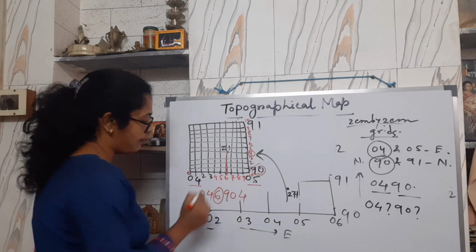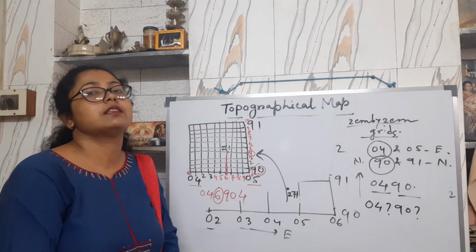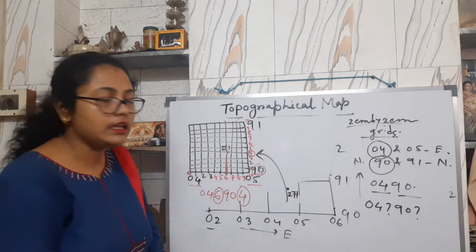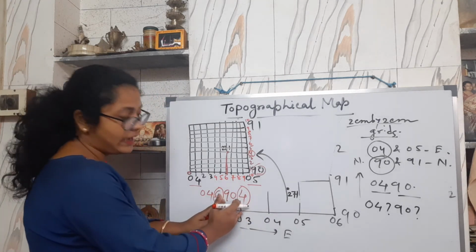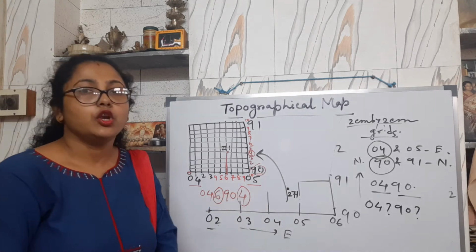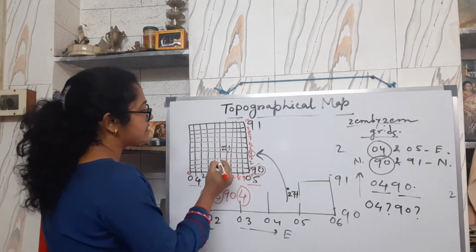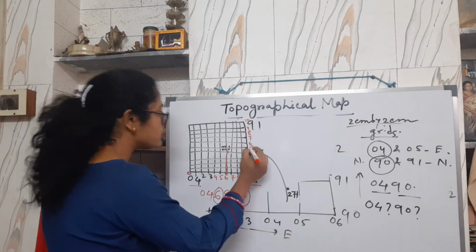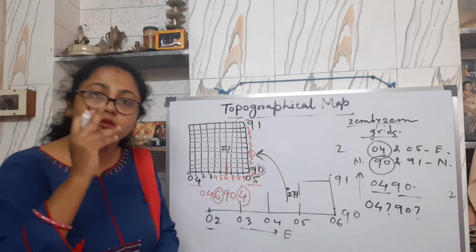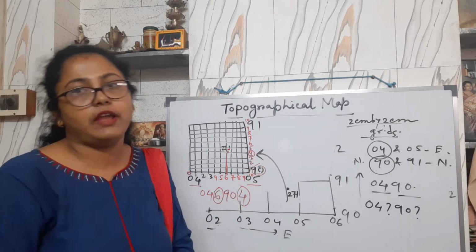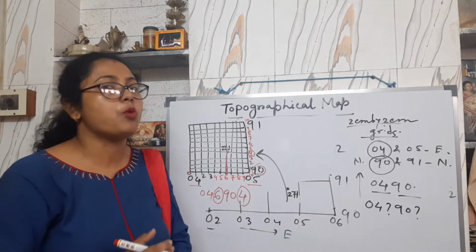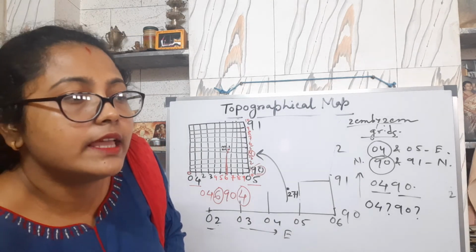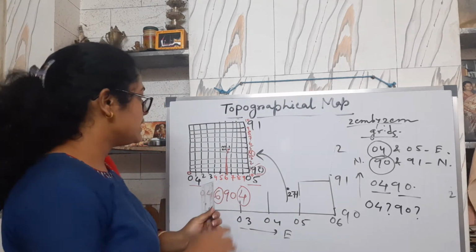Now 6 is the subpoint in the easting. At first you have to take the subpoint of easting only, and then 4 is the subpoint of northing. At first you have to take the lower value of northing and then the subpoint of northing. If suppose this point is situated here in between 4 and 5 in the northing, then also you have to consider 4, because always you have to consider the lower value in between the 2 points. Clear?